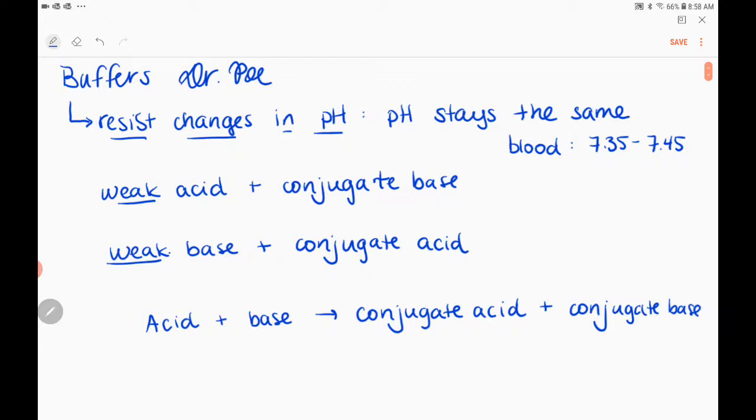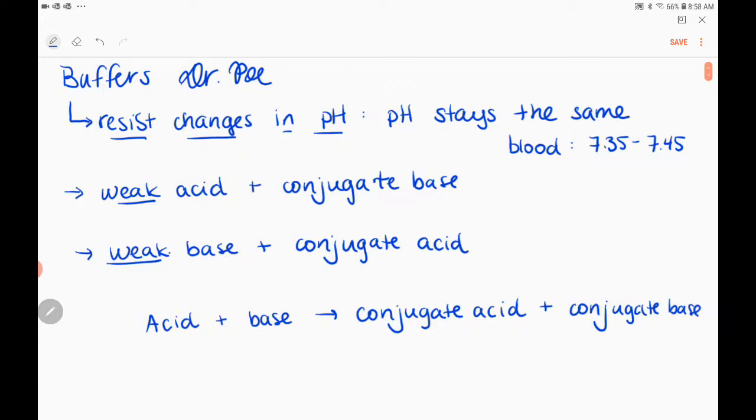Okay, so what is a buffer? That is a weak acid and its conjugate base, or a weak base and its conjugate acid. The reason for that is because if a little bit of base gets added in, the acid can neutralize that and become the base. And if a little bit of acid gets added in, the weak base can take care of it. So either the conjugate base or the weak base can.